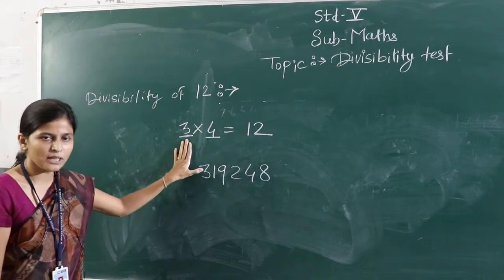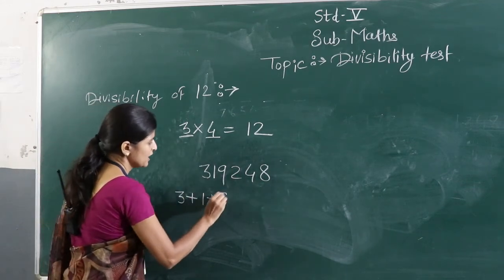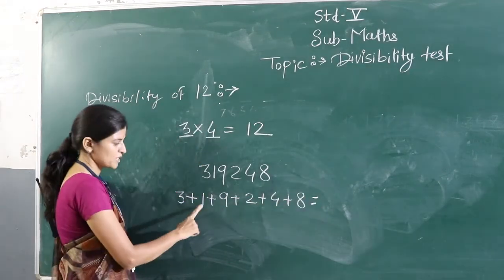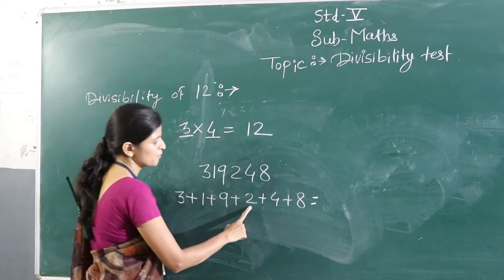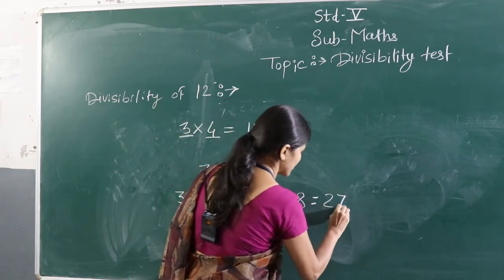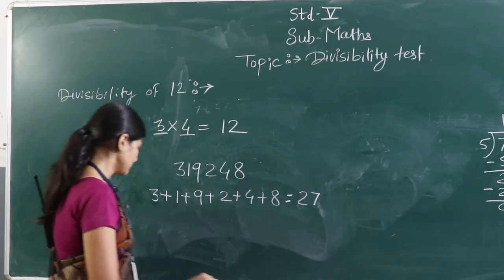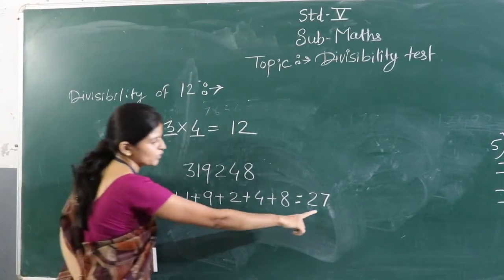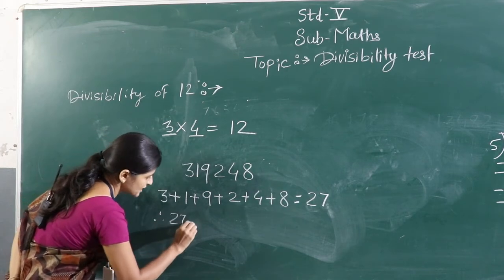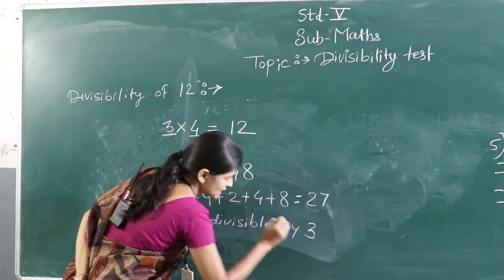What is the divisibility of 3? We add the digits in the number. 3 plus 1 is 4, 4 plus 9 is 13, 13 plus 2 is 15, 15 plus 4 is 19, 19 plus 8 is 27. Now 27 comes in 3's table. 27 is divisible by 3. 3 9s are 27. That means the whole number is divisible by 3.